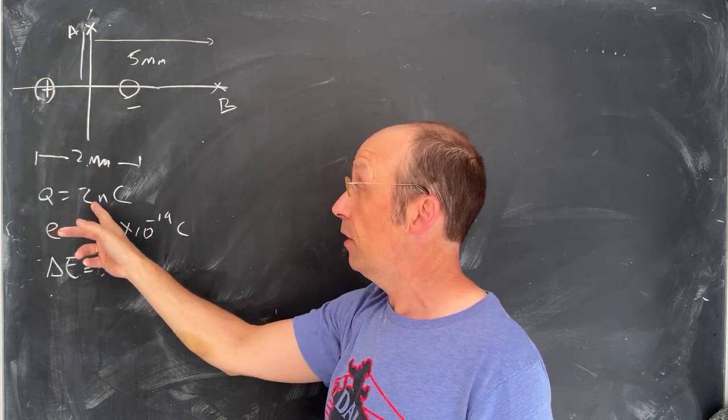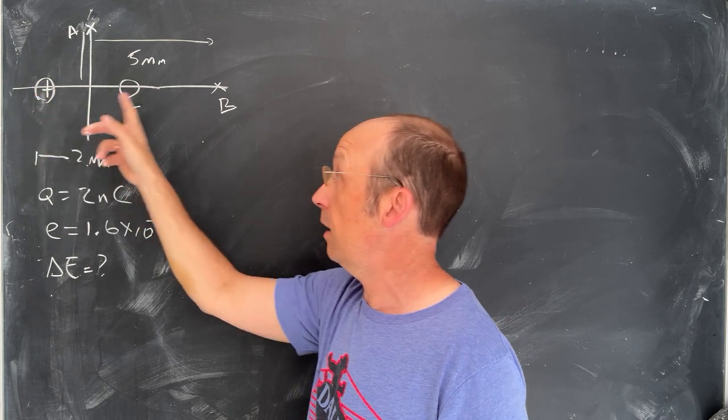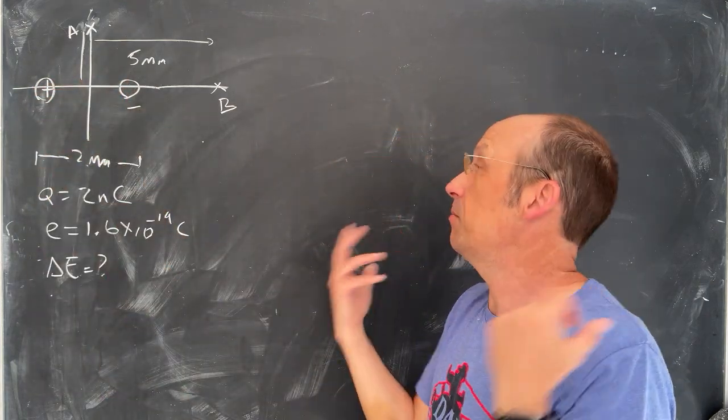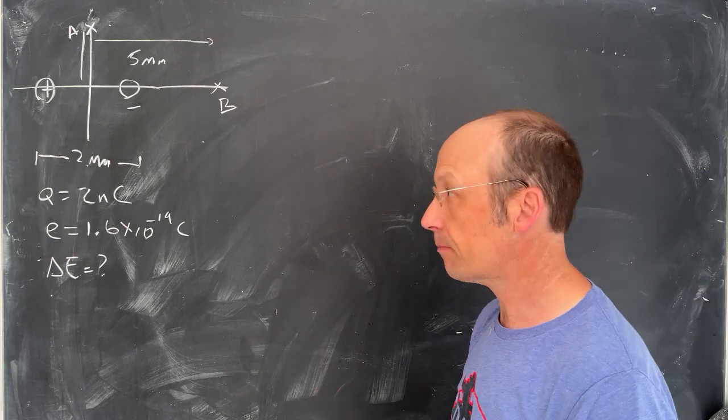They both have a charge of 2 nanocoulombs. So plus 2 nanocoulombs, minus 2 nanocoulombs. And they're separated by a distance of 2 millimeters. I just made this problem up. Like I said, I made the problem up.